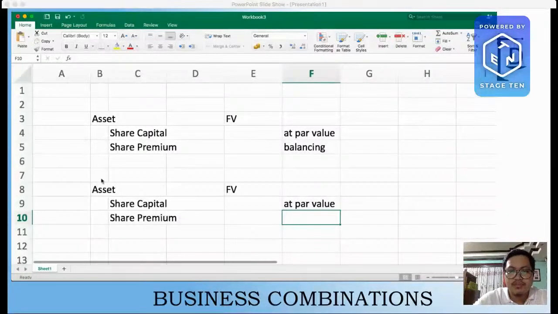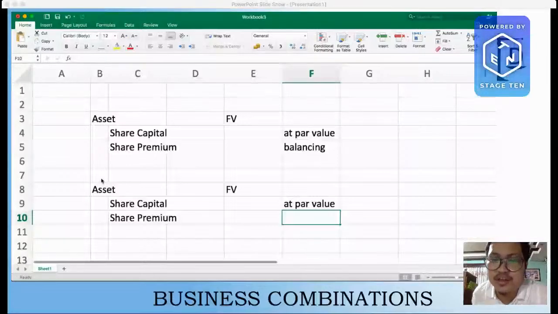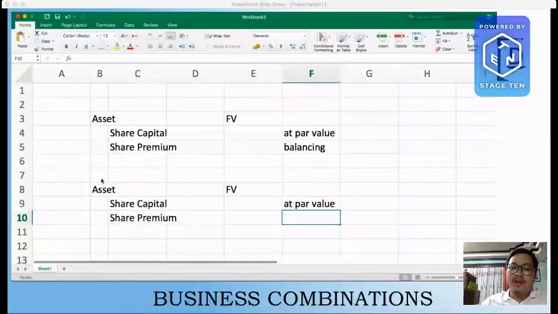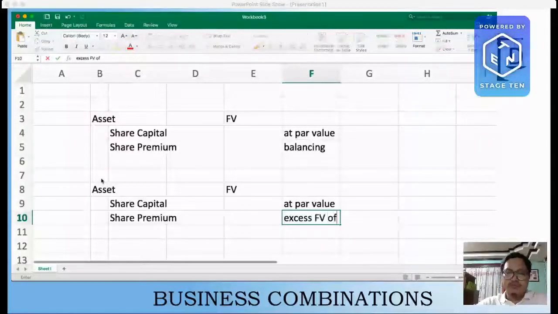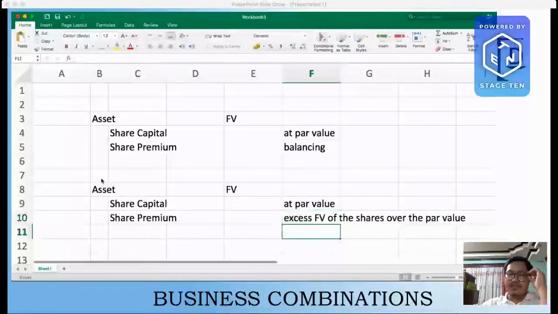But in a business combination, the share premium will not serve as the balancing figure. The amount that will be recognized as share premium from the issuance of the shares in the business combination would represent the excess of the fair value of the shares over the par value of such shares. So you can easily understand, class.